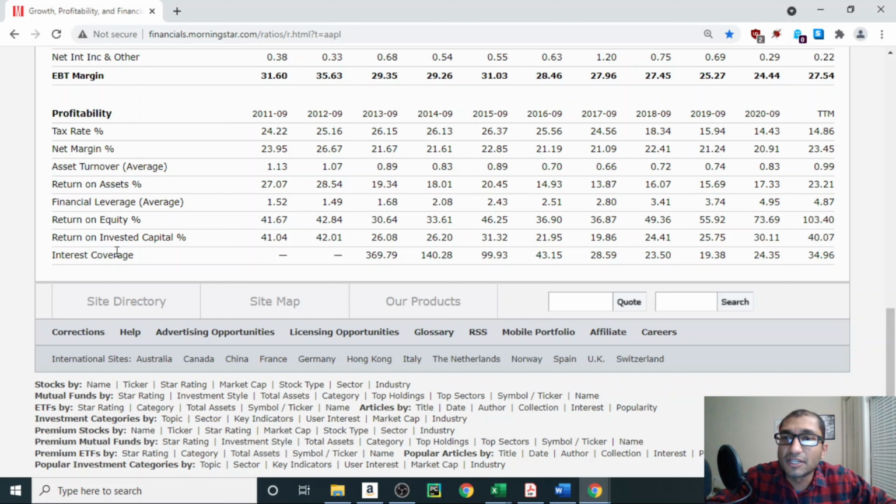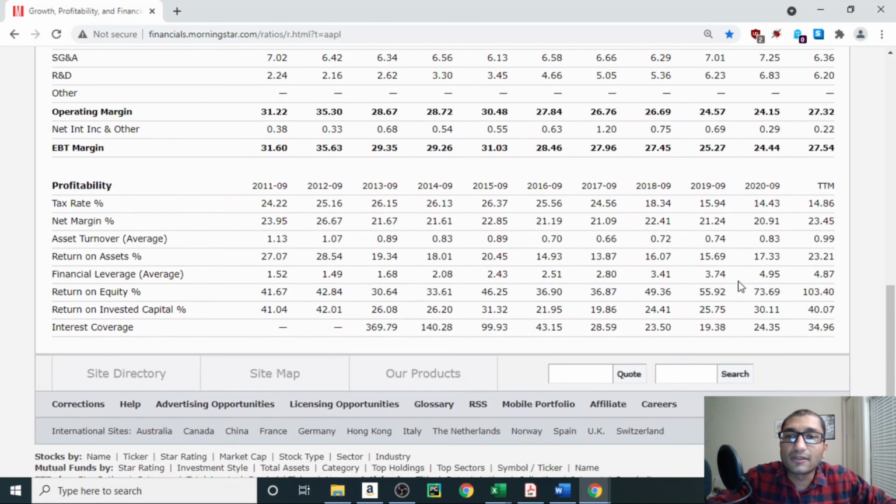Finally, looking at the company's interest coverage. The interest coverage is the ratio of the company's income to its interest obligations, so it gives an idea of how many times the company can pay off its interest obligations using its income in that calendar year. Benjamin Graham preferred to only invest in securities that had an interest coverage of 5 times or greater.